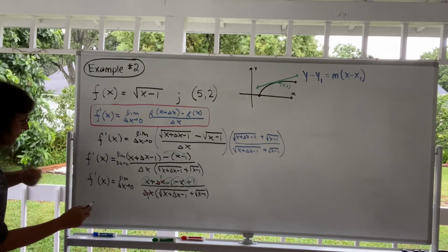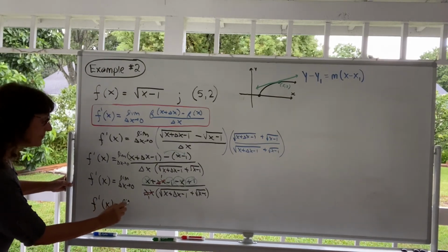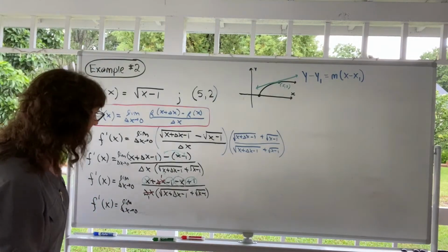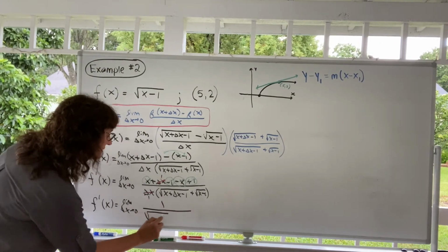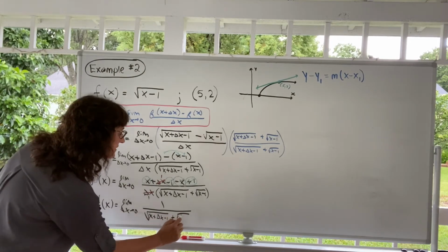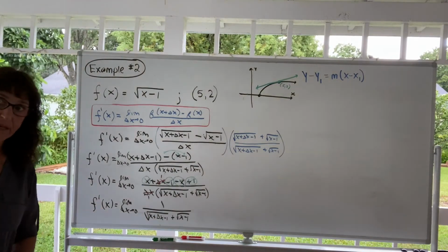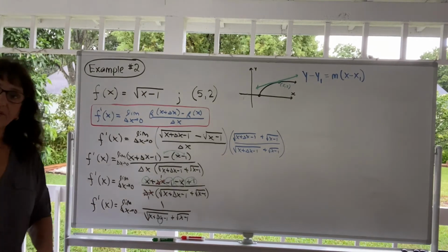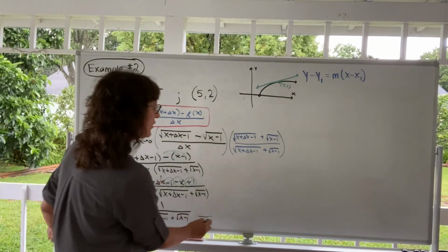So what do we have for the derivative? We have f prime of x. It's the limit as delta x goes to 0 because I have not taken the limit yet, and it's 1 in the numerator. In the denominator, we have radical x plus delta x minus 1 plus radical x minus 1. All right, let's go ahead and take the limit. We're going to substitute the 0 in for the delta x to see what we end up with.